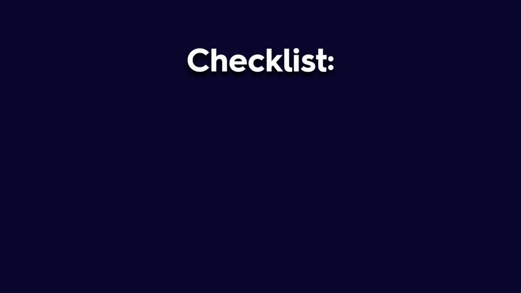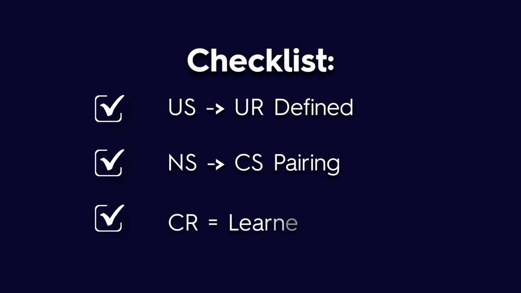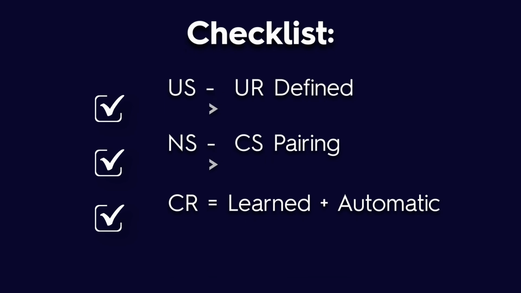So far, we've defined the unconditioned stimulus and response, shown how a neutral stimulus becomes a conditioned stimulus, and explained that a conditioned response is learned yet automatic. These are the core building blocks of classical conditioning.